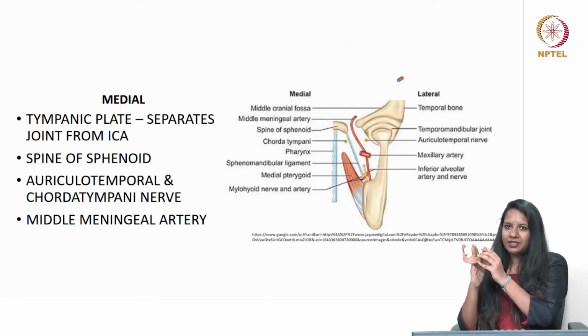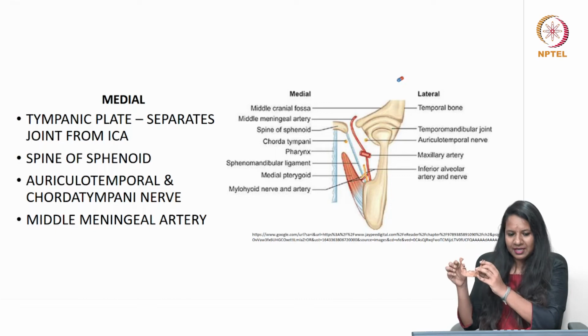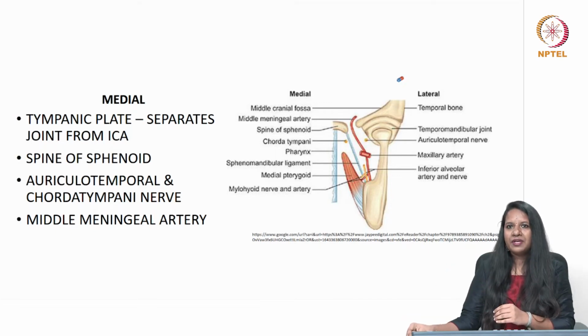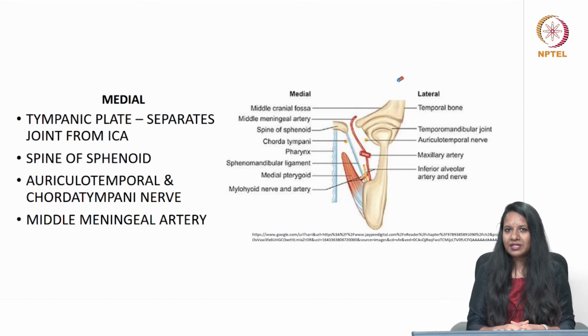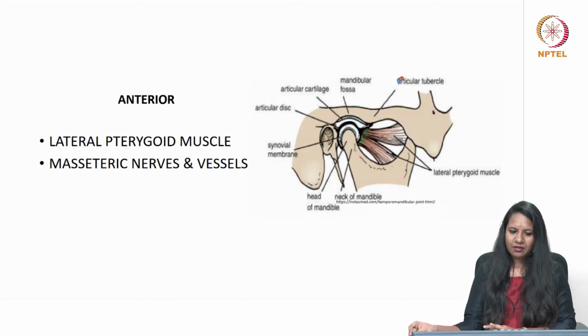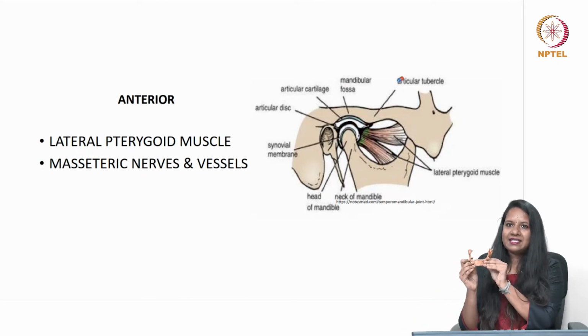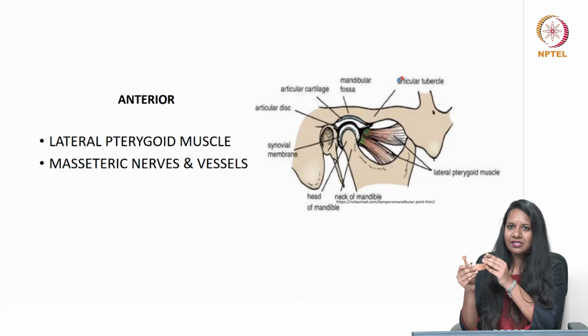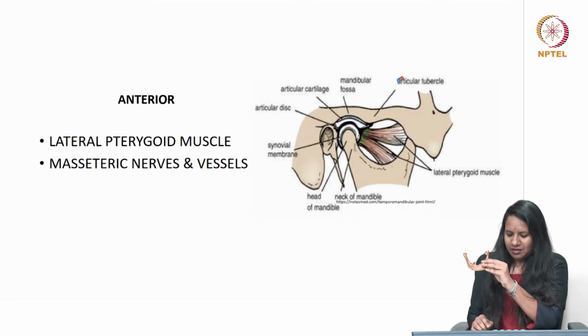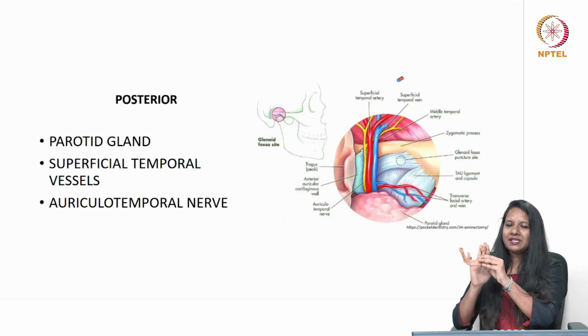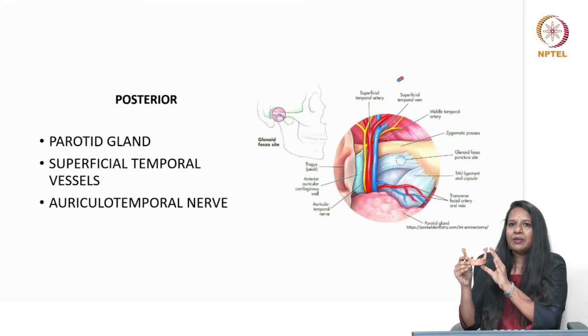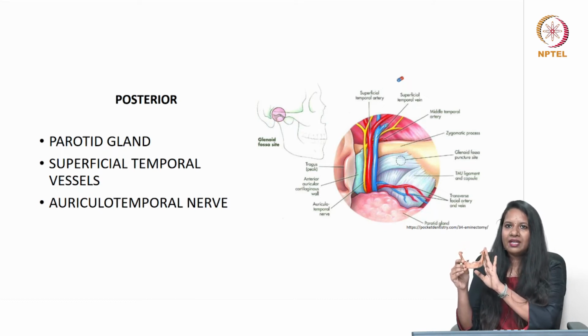Whereas the medial portion, that is the middle portion, consists of the tympanic plate, spine of sphenoid, auriculotemporal nerve, chorda tympani nerve and the middle meningeal artery. Then what is present in the anterior? Anterior in the sense in the front. So, in the front we have lateral pterygoid muscle and masseteric nerves and vessels. And the posterior, what is present behind? Behind is the superficial temporal vessels, auriculotemporal nerve and the extension of the parotid gland.